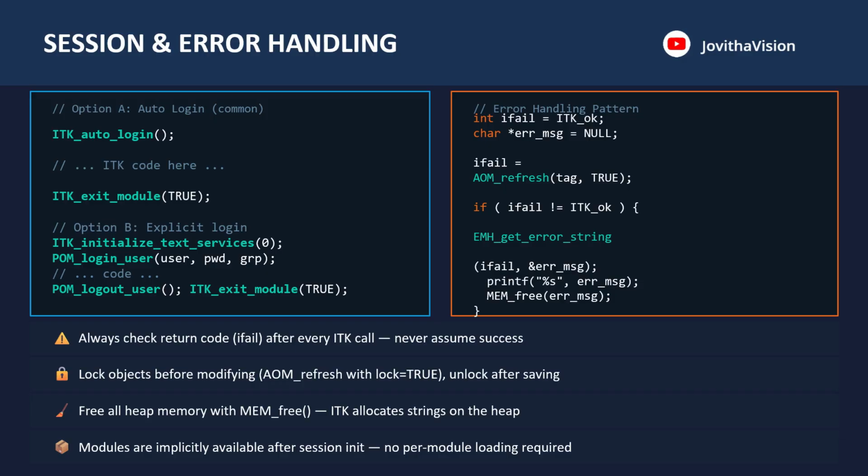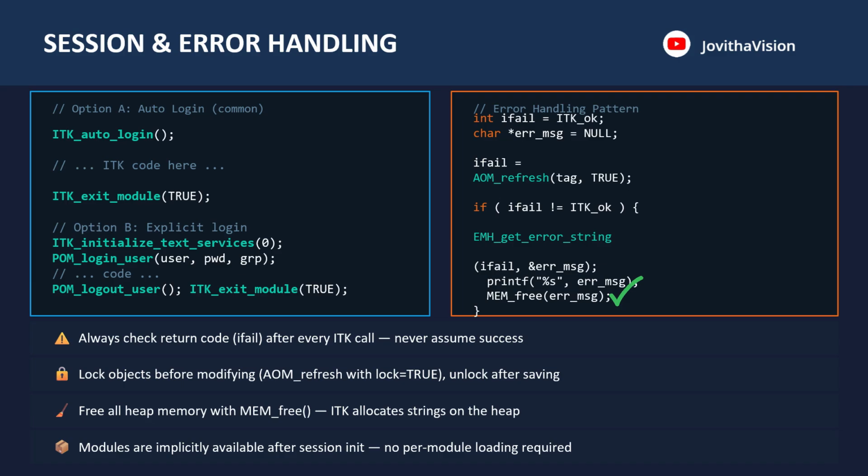Now, error handling. Every ITK function returns an integer called iFail. If iFail equals ITK_ok, which is 0, the function succeeded. Any other value means an error. The pattern always looks like this. Notice MEM_free at the end. When ITK returns strings, that memory is heap allocated and you own it. Free it with MEM_free to avoid memory leaks.